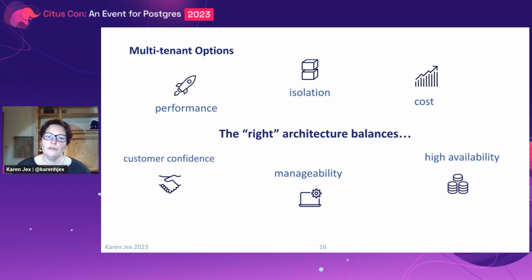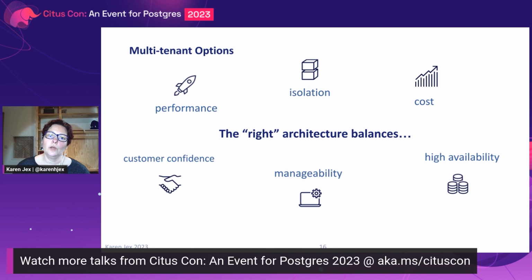And sometimes customer confidence. Sometimes a customer will say they need a particular architecture. And sometimes that's for good reason. And other times you'll need to work with the customer to explain to them that actually another architecture is more appropriate and will give them what they need.